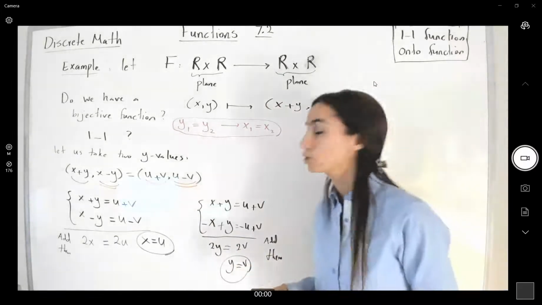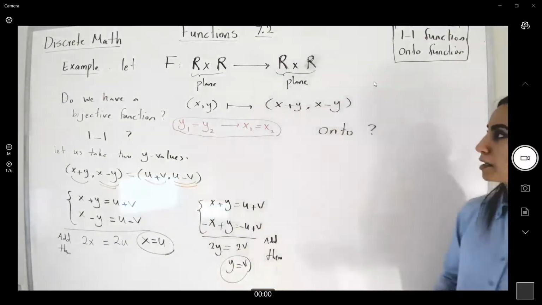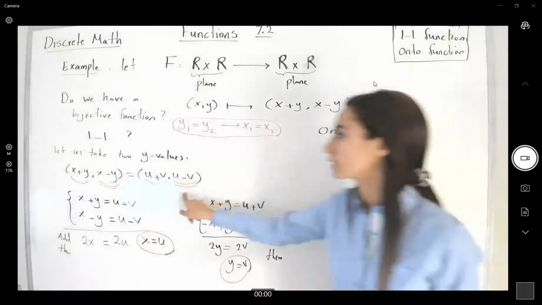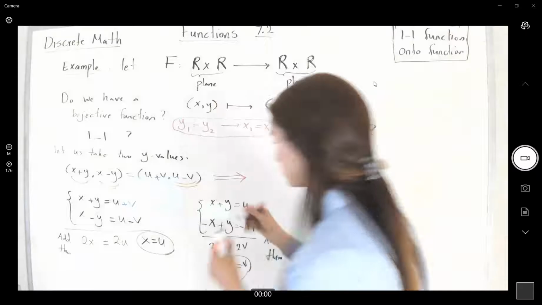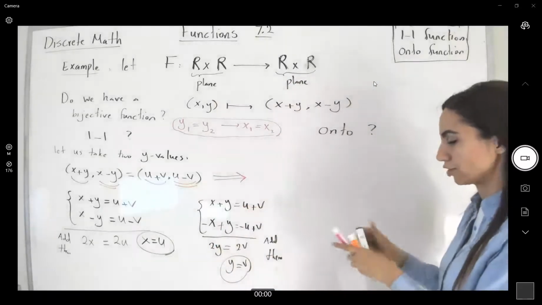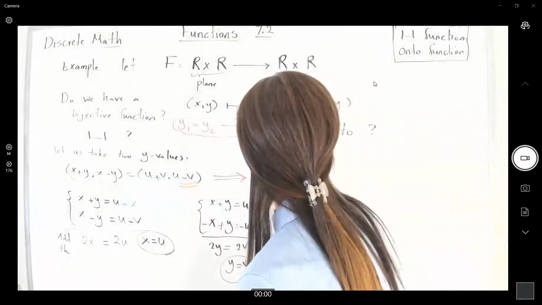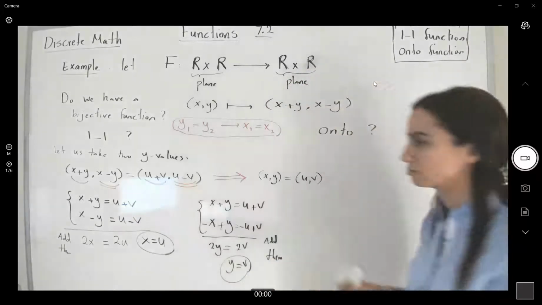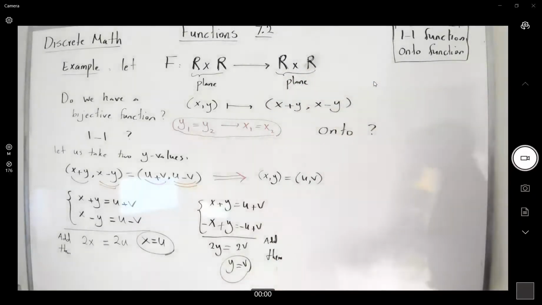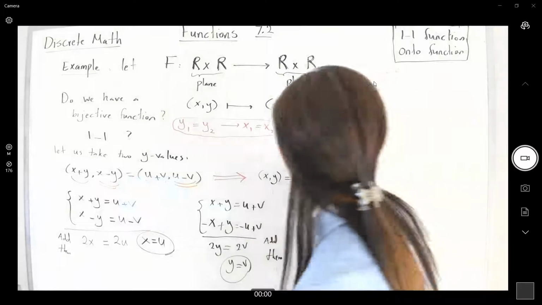So I take 2 points, y values are the same. I just showed that x values are the same as well. So I just showed that x and y is equal to u and v. So is it one-to-one? Of course, I just proved this.